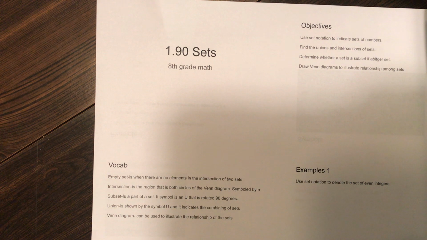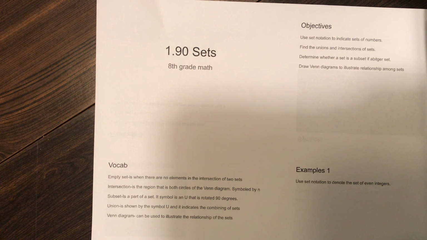First off, empty set is when there are no elements in the intersection of two sets. So you're going to be given two different things, and nothing in those two sets is going to be the same. Intersection is the region that is in both circles of the Venn diagram, symbolized by ∩. You have two circles, and this is the point at which both circles meet, which is in both circles.